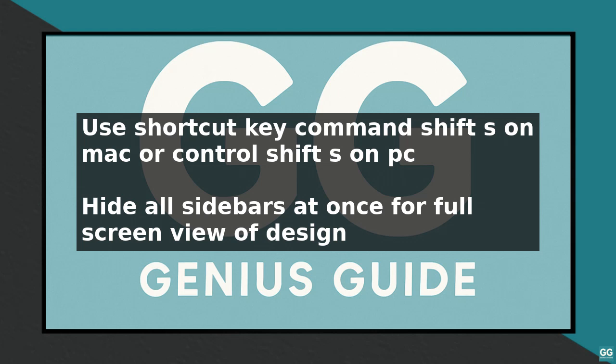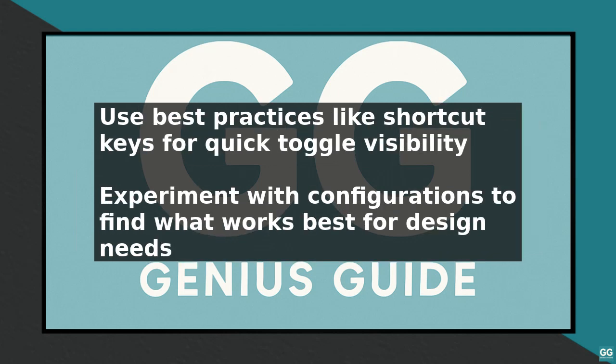It is worth noting that hiding sidebars can also be done on a per-file basis. This means that if you have multiple files open in Figma, you can hide sidebars in one file without affecting the other files. Best practices for hiding sidebars in Figma include using the shortcut keys to quickly toggle the visibility of sidebars on and off, and using the floating window feature to create a customized workflow that works for you.